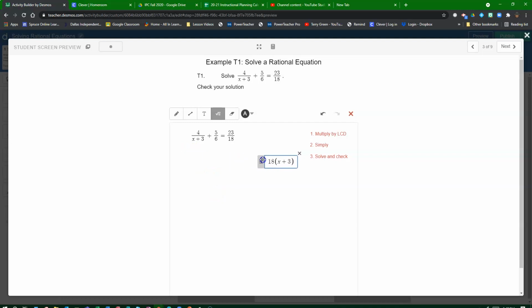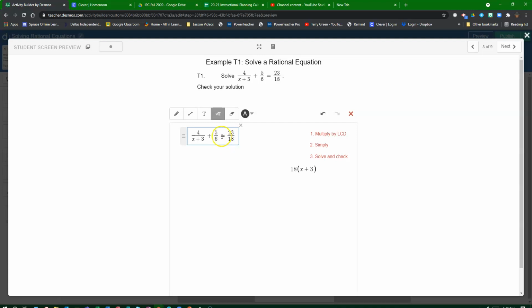So what I'm going to do is take this least common denominator and multiply it times each of these, really the whole expression. The reason I'm doing that is because that eliminates the fractions. The fractions are the problem.